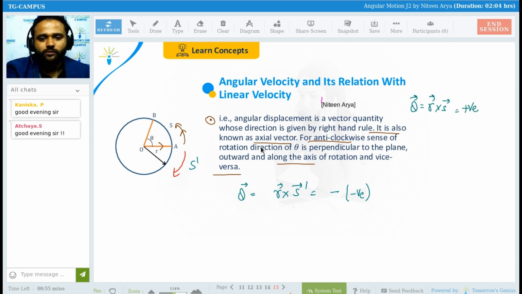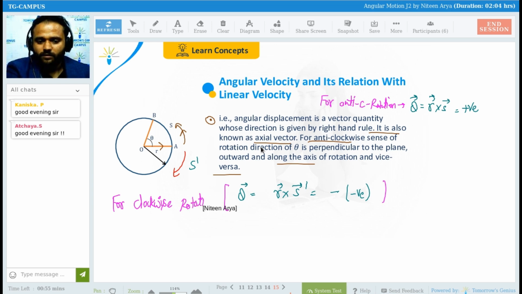One thing you can note down: for anti-clockwise rotation, theta is positive, and that is negative for clockwise rotation. Clear, this thing? Why it is positive, why it is negative. Anything else I'm not saying, just learn this, and everything else you can find by yourself. Clear?